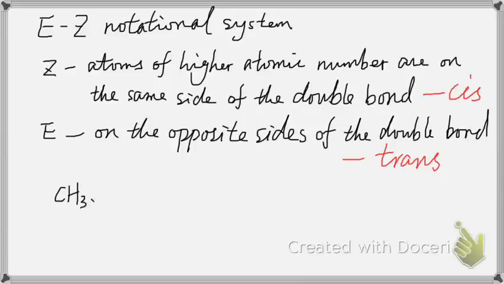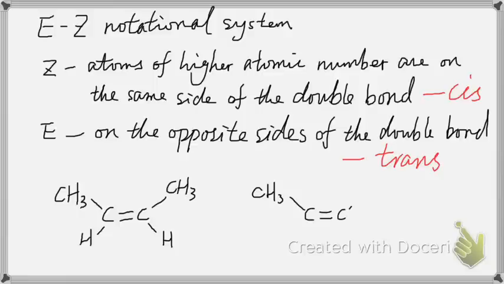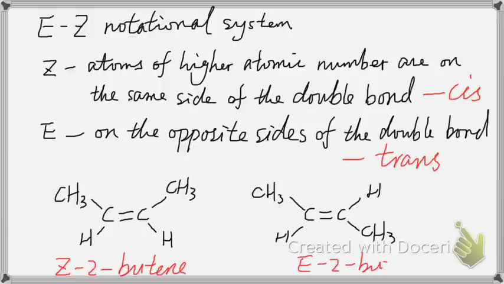Okay, so let's see an example here. So this is our cis-2-butene and trans-2-butene. Based on the E/Z notational system, we will call these two molecules Z-2-butene and E-2-butene.